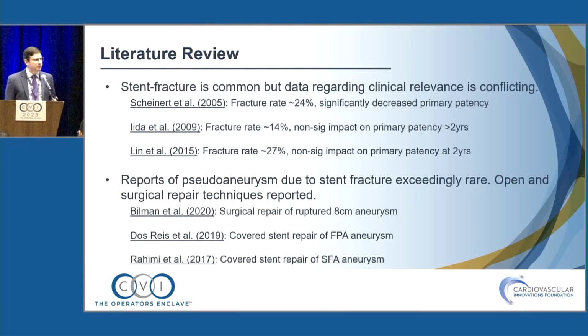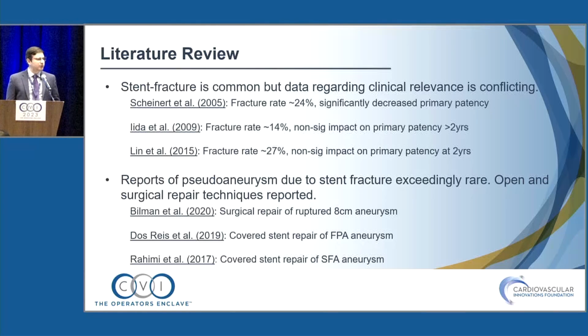Some have even reported upwards of 30% when you systematically look at limbs that have received stents in the FPA. So obviously this is a common issue, but we've still been unable to really settle the debate about whether it does have a long-term effect on primary patency. And so that's an area that does need more research. But we do know that this is a rare but reported complication of more severe stent fractures.